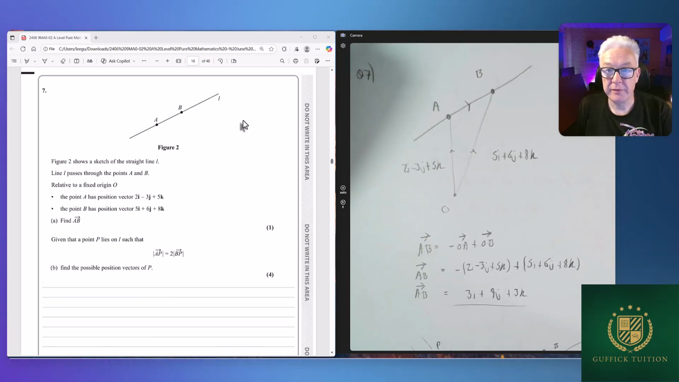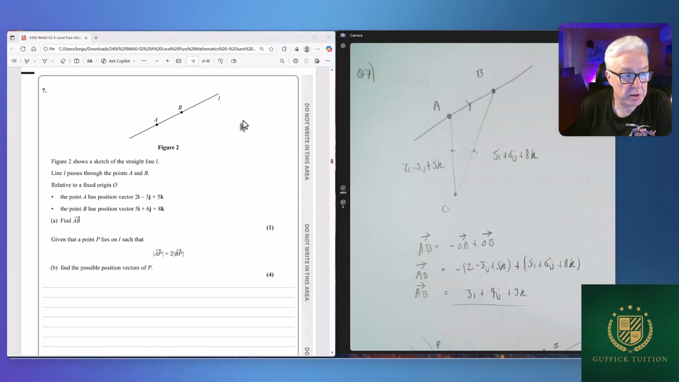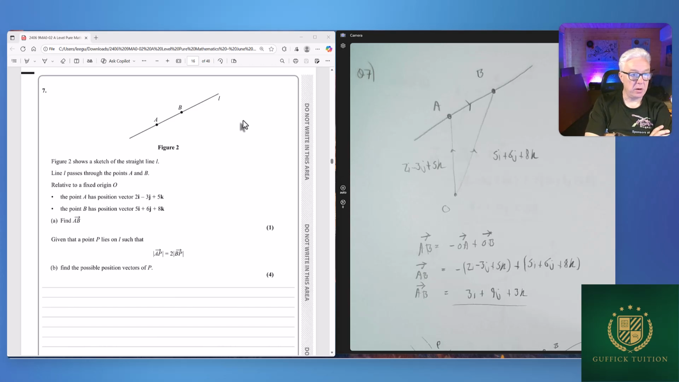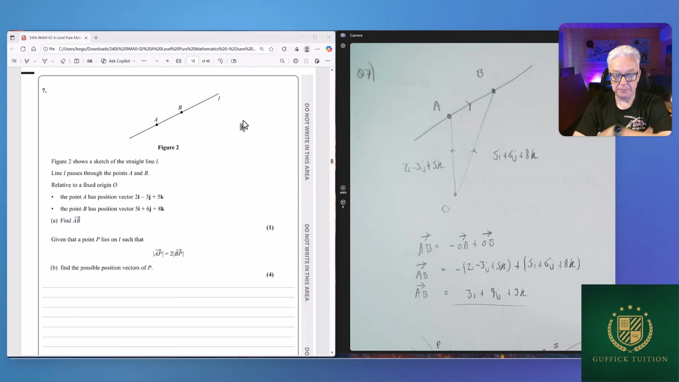Hi everyone, we've got question 7, a vectors question. It says figure 2 shows a sketch of a straight line L. The line L passes through the points A and B relative to a fixed origin O. The point A has a position vector of 2i minus 3j plus 5k, and the point B has position vector 5i add 6j plus 8k. Find A to B.